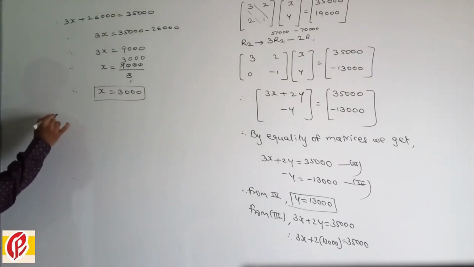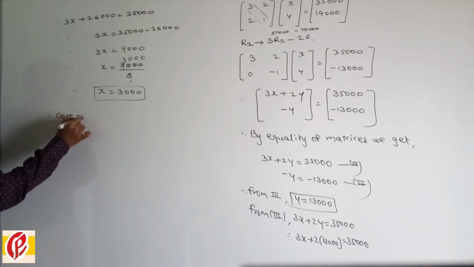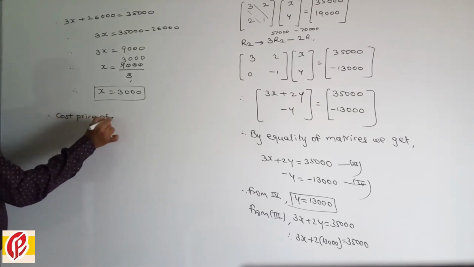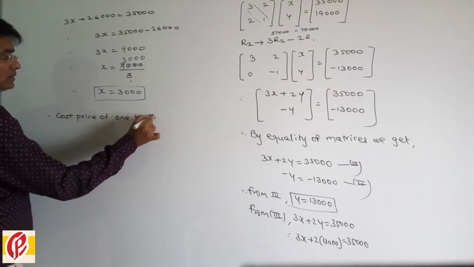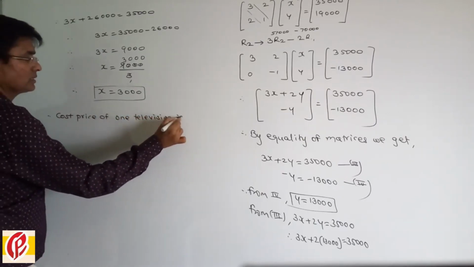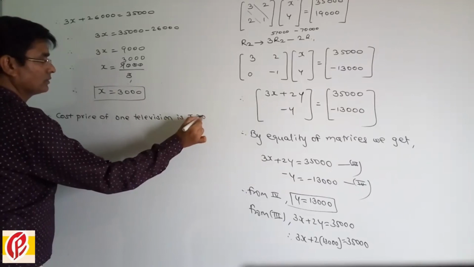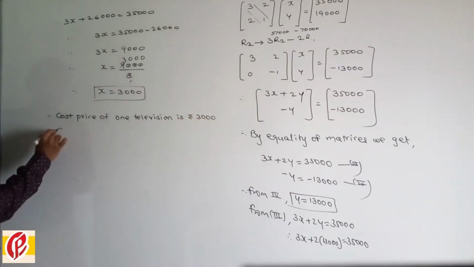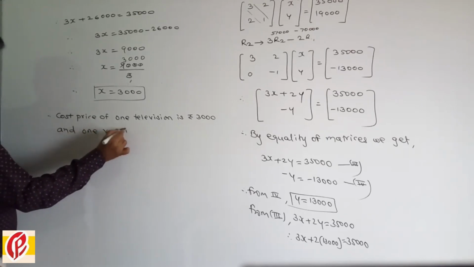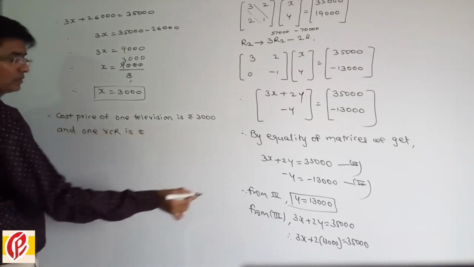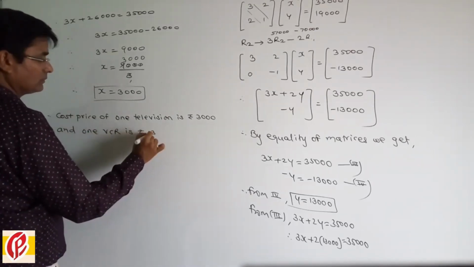Therefore, we get first the cost price of one television is rupees 3,000 and one VCR is rupees 13,000.